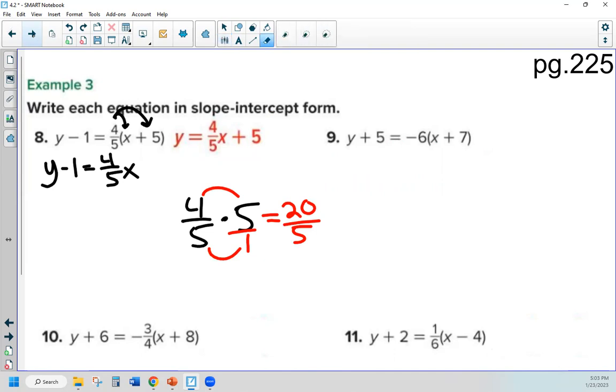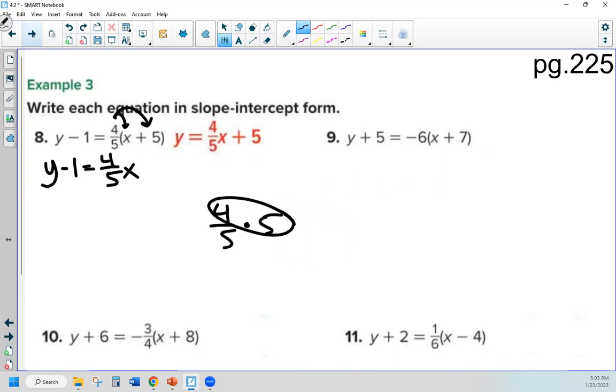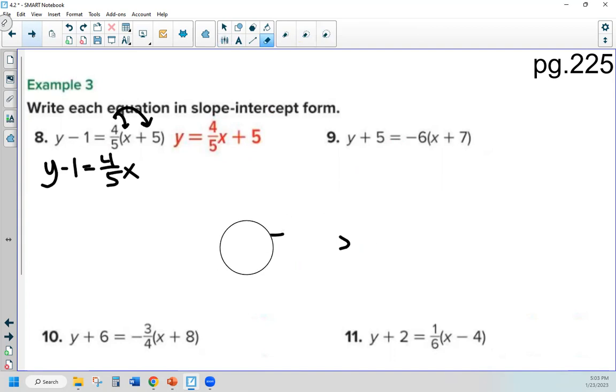Another way that you can think about this quickly would be, once again, you have a fraction times a whole number. The only thing that happens is your whole number and your numerator multiply, and your denominator stays the same. Okay, 20 divided by 5 is 4. All of that just to get an answer of 4. So 4/5 times 5 is the same thing as 4.